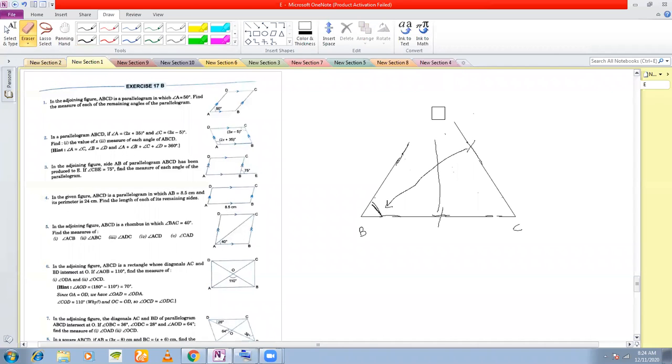Remember this. Base angles are always opposite to equal sides. That is what you must remember. Okay, let us now work out a problem from squares.